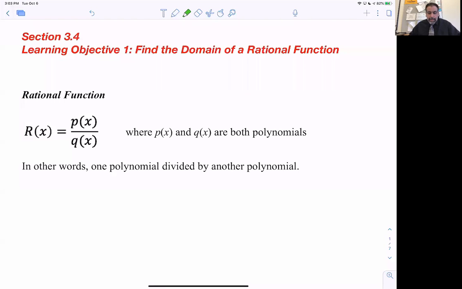Hello, Math 150. Today we're going to be looking at section 3.4, and our first objective is to find the domain of a rational function. Now, two things you got to know before we get started with this one. Number one, a rational function. So let's start with that.